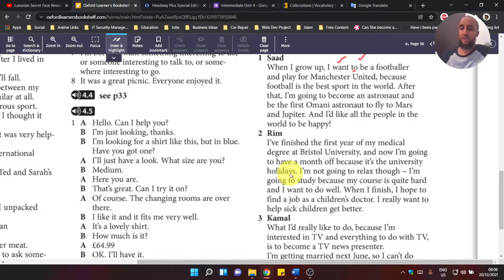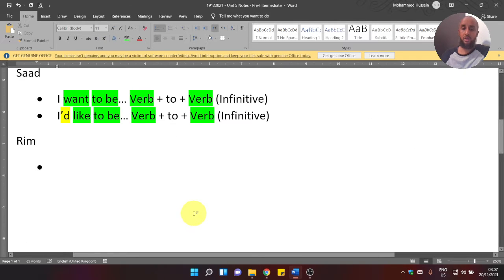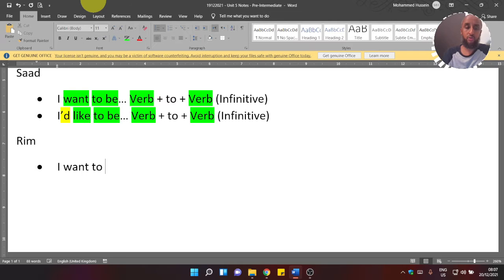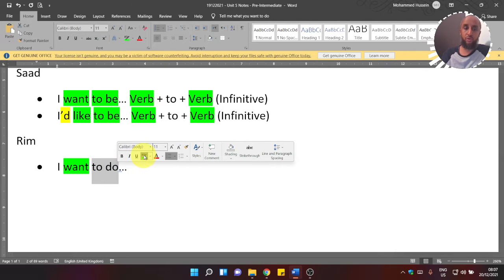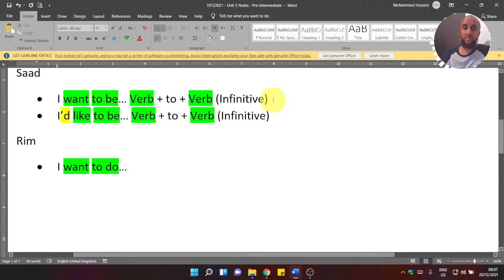It's the university holidays. I am not going to relax though. Okay, again, we're talking about the future. I'm going to study because my course is quite hard and I want to do well. We found something here. I want to do. So again, here we have the first verb, and then we have to do, the to infinitive.